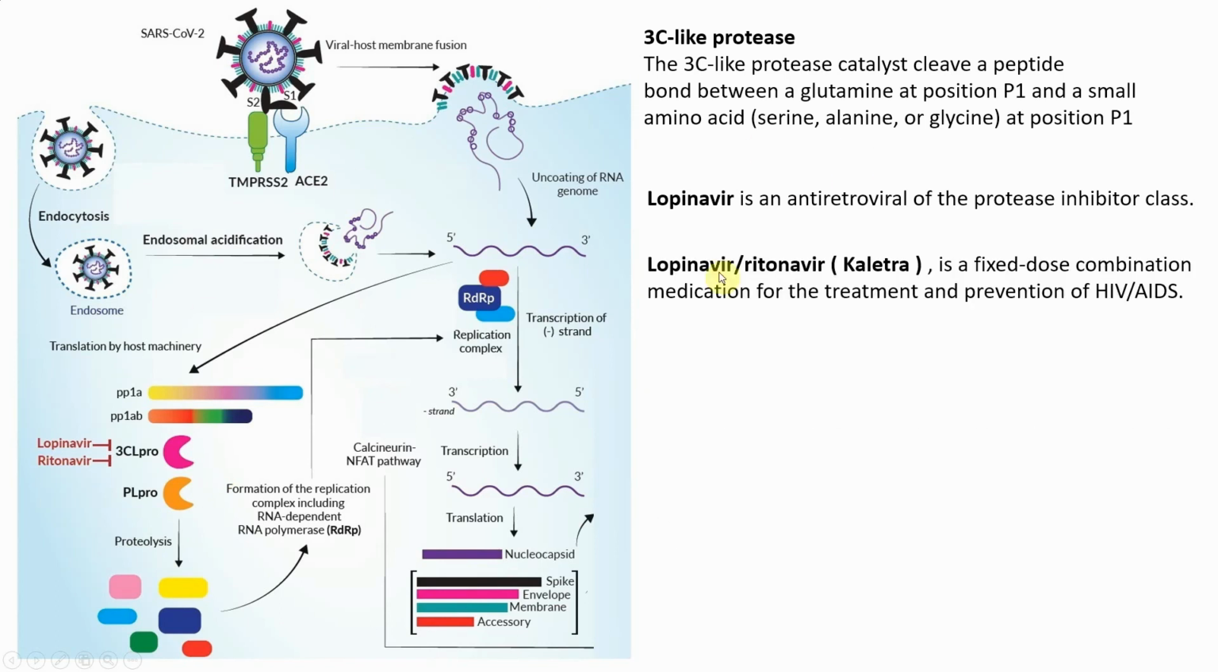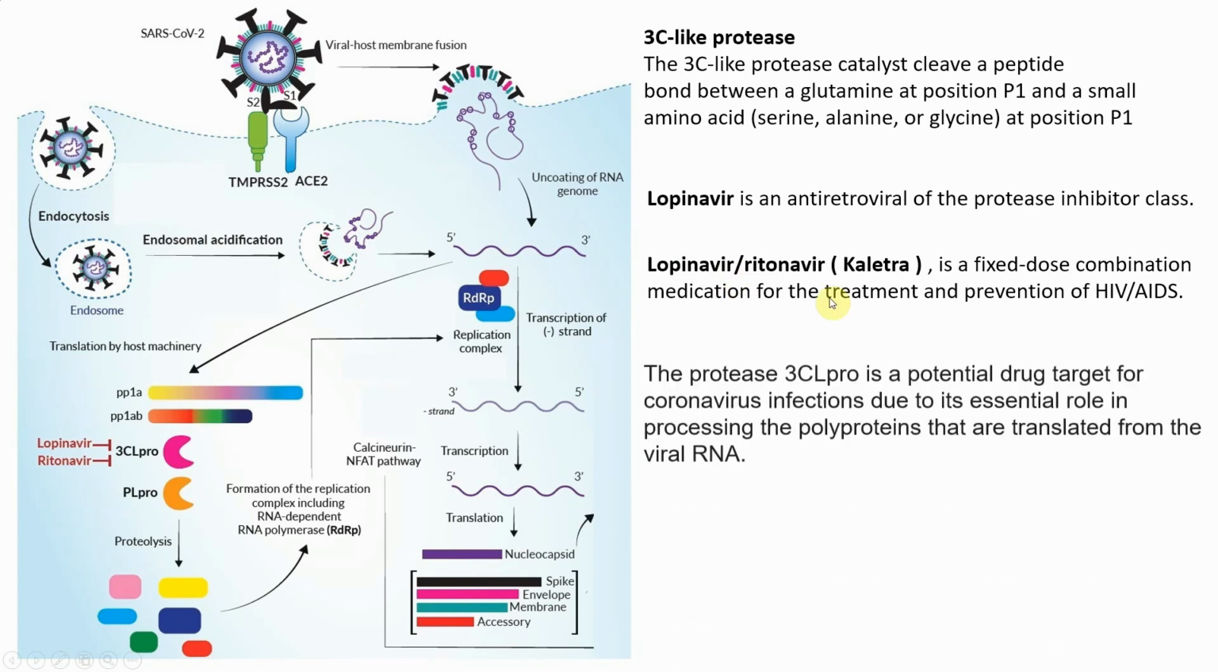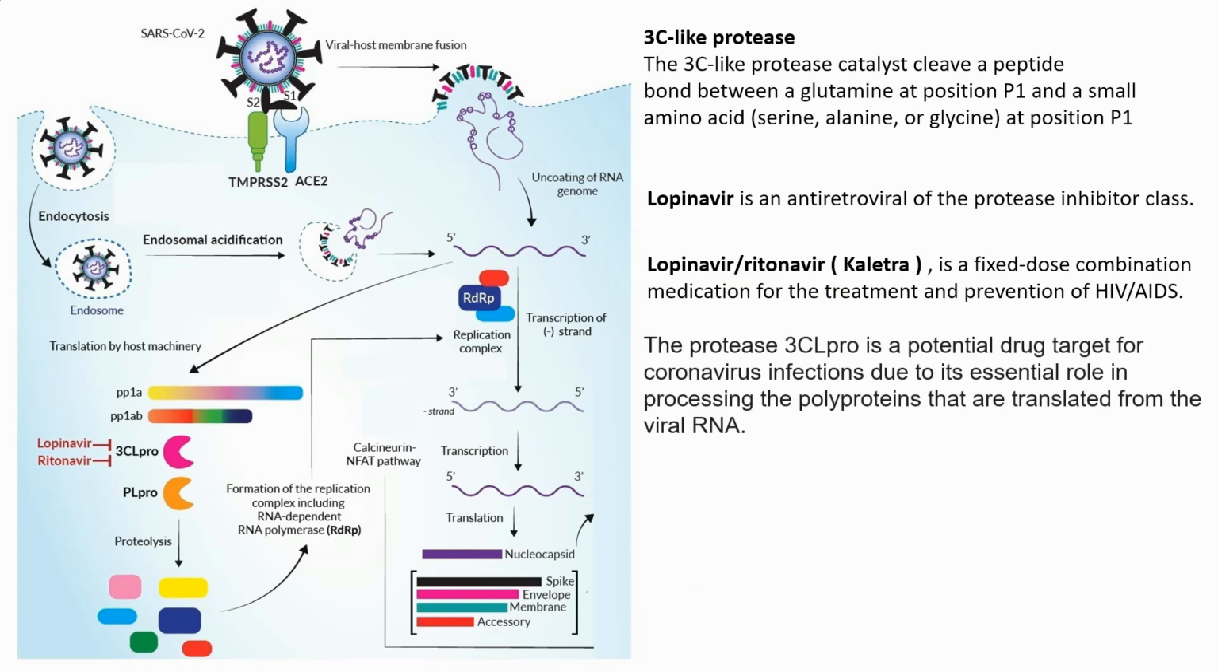Among the other drugs, we have the combination of lopinavir and ritonavir. We can use both of them, and this combination is also used for HIV and AIDS treatment. The 3CL protease is a potential drug target for coronavirus infection, and inhibiting it can help prevent this type of virus.